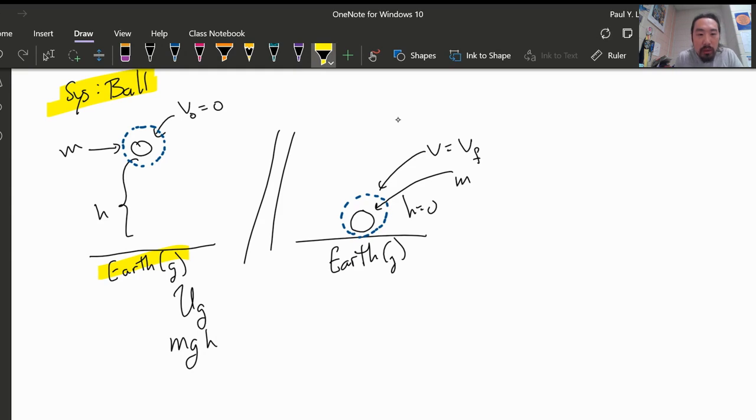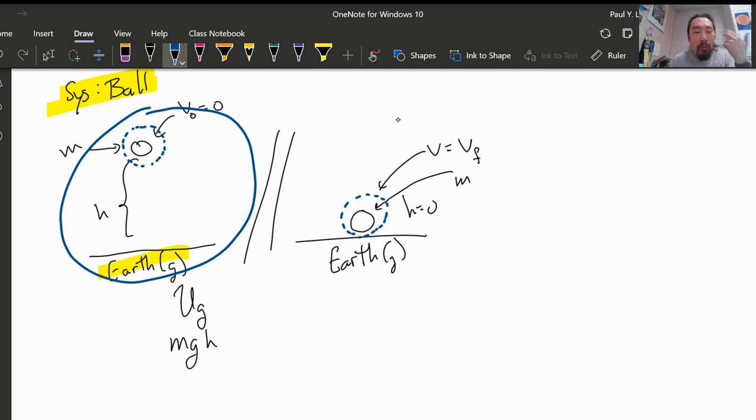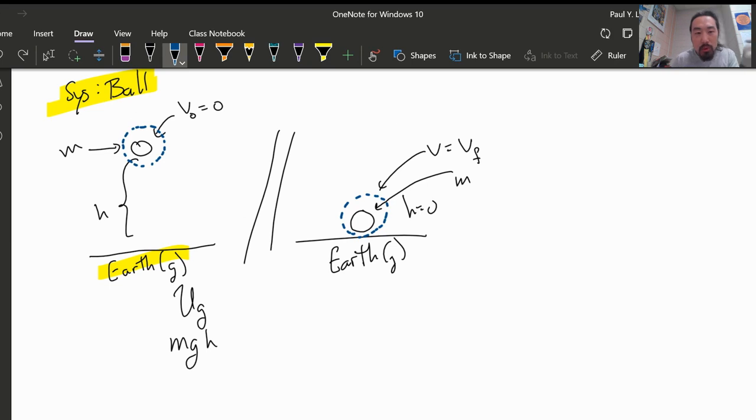Notice how the Earth is down here, and this dotted line does not encapsulate the Earth. We didn't draw a dotted line that looks like this. If I were to draw a dotted line like this, we would be including the Earth, but we're not doing that. We're just including the ball. So there is no g to give us the field, which gives us the gravitational potential energy. So there is no gravitational potential energy here.